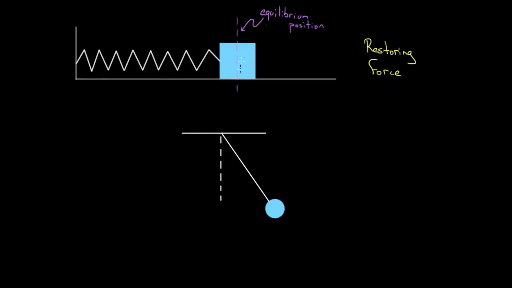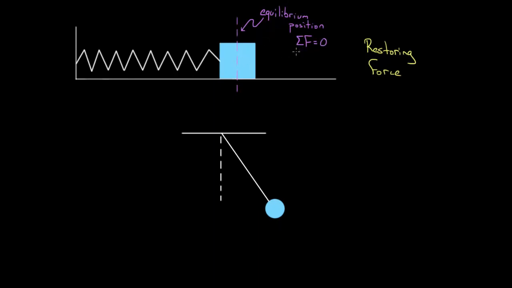So every oscillator has an equilibrium position, and that would be the point at which there's no net force on the object that's oscillating. So for instance, if this mass on the spring was sitting at the equilibrium position, the net force on that mass would be zero, because that's what we mean by the equilibrium position. In other words, if you just sat the mass there, it would just stay there because there's no net force on it.